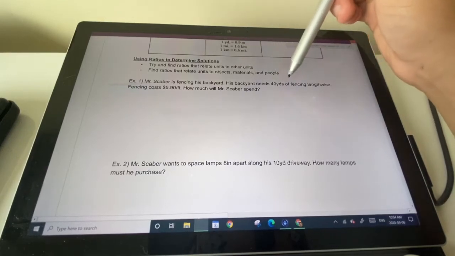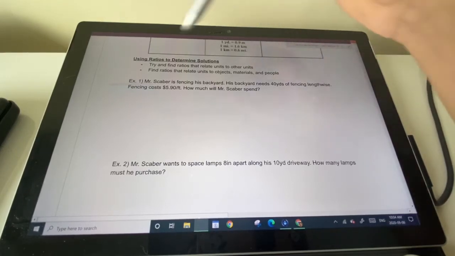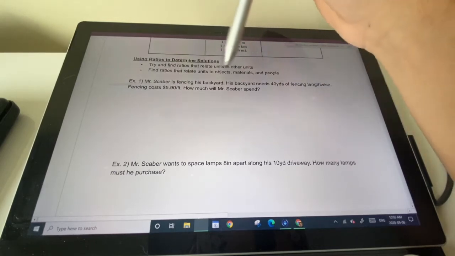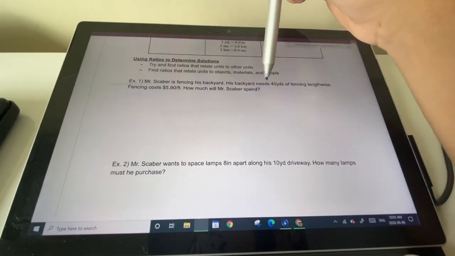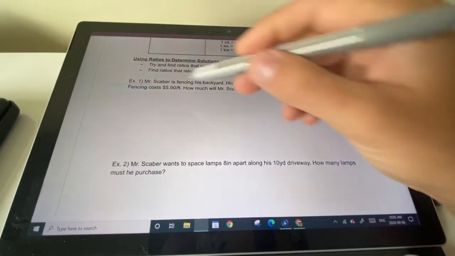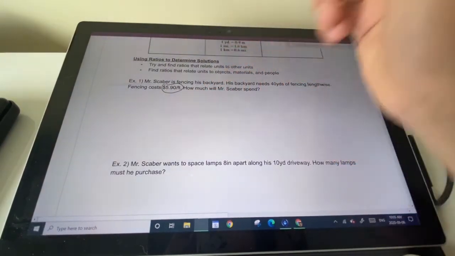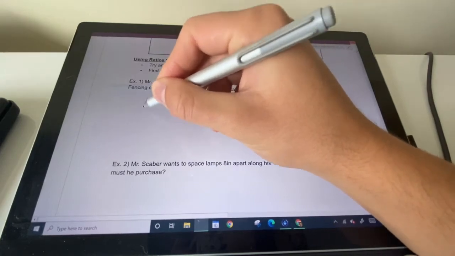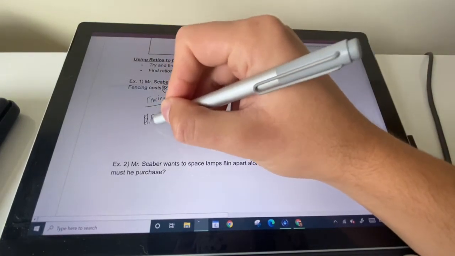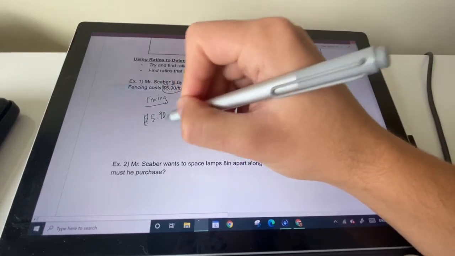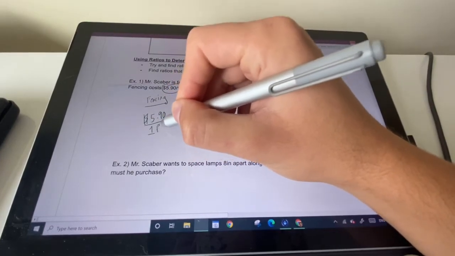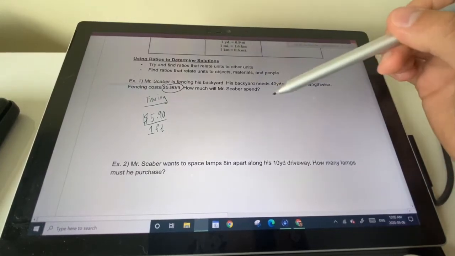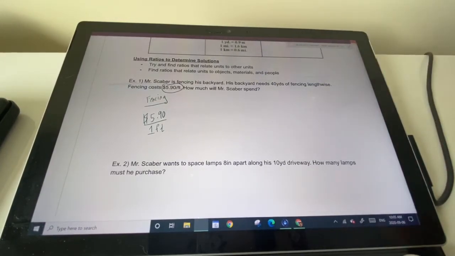So Mr. Skaber is fencing his backyard. His backyard needs 40 yards of fencing lengthwise. Fencing costs $5.90 per foot. How much will Mr. Skaber spend? So in this case, we have a ratio here. We know that for fencing, that costs $5.90 per 1 foot.